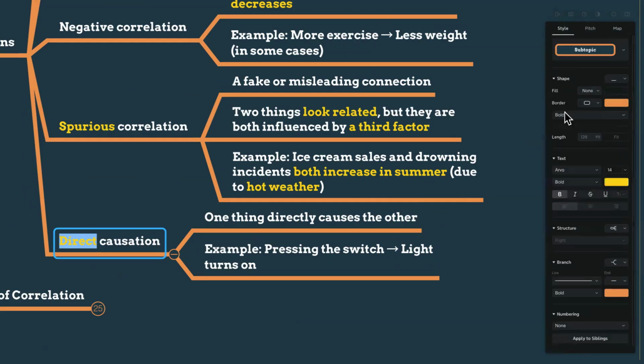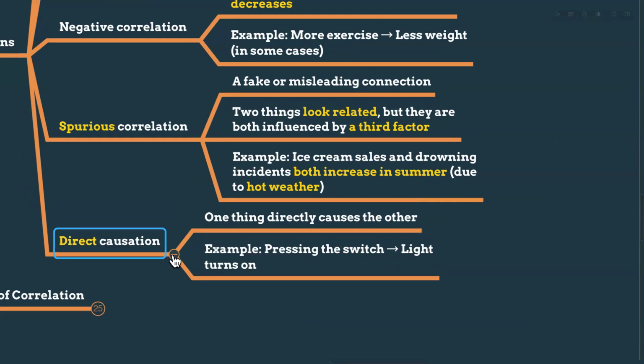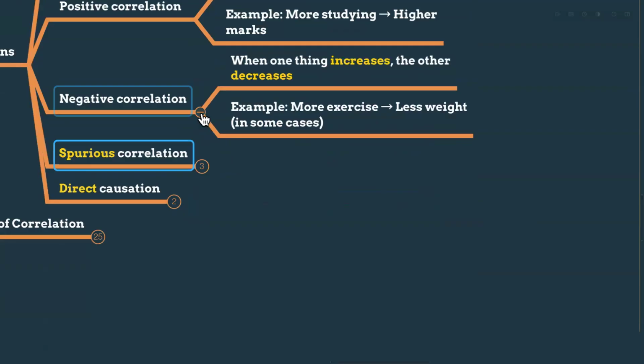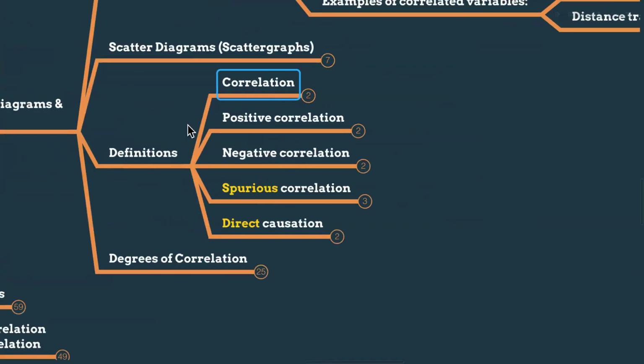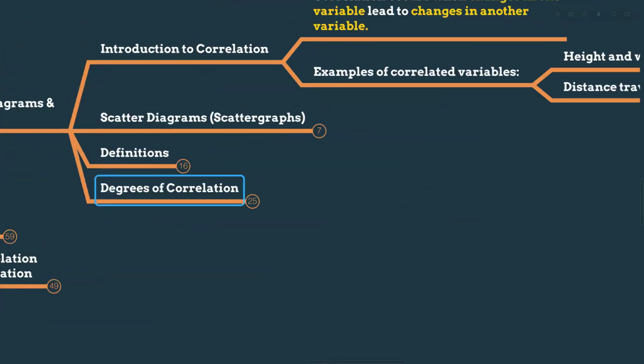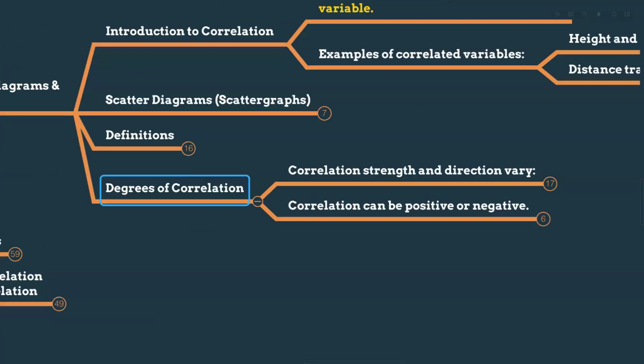So these are the words you have to understand for your question area. Direct causation, and spurious correlations, which means it looks related but is influenced by a third factor. And you know negative correlation and positive correlation. And what does it mean by correlation? So these are the definitions. And the degrees of correlation.